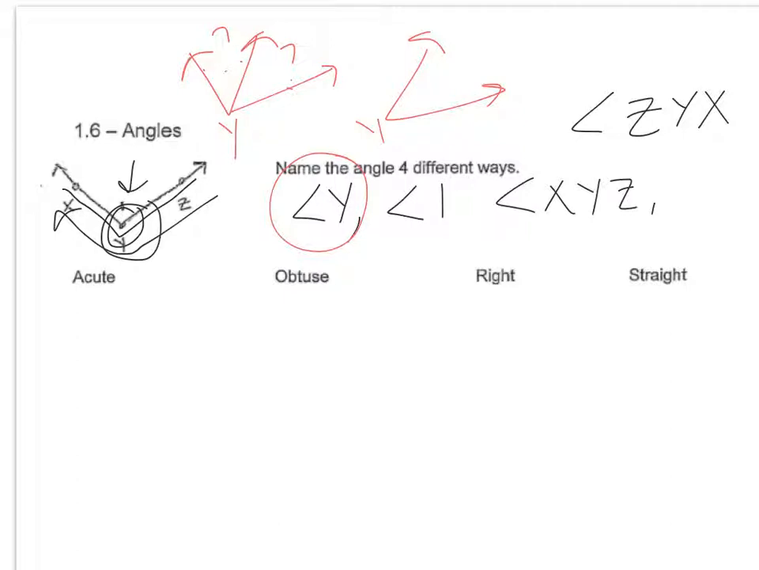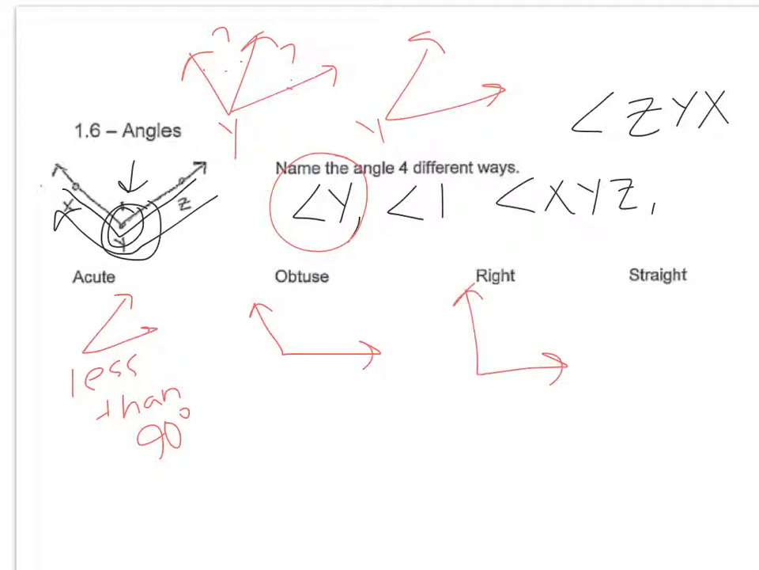Acute angles are angles that are less than 90 degrees. Obtuse is more than 90, greater than 90, but less than 180. Right angles are 90 degrees. They have this symbol right here, which means 90 degrees. And a straight angle is 180 degrees. It's like a line.